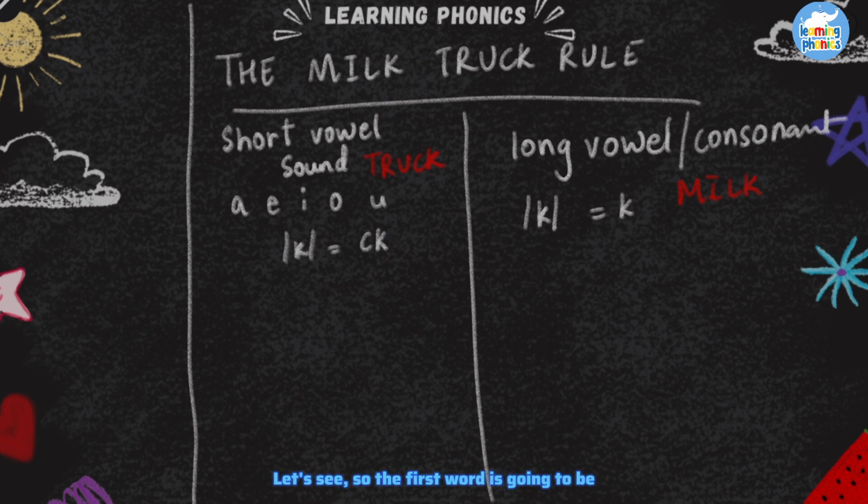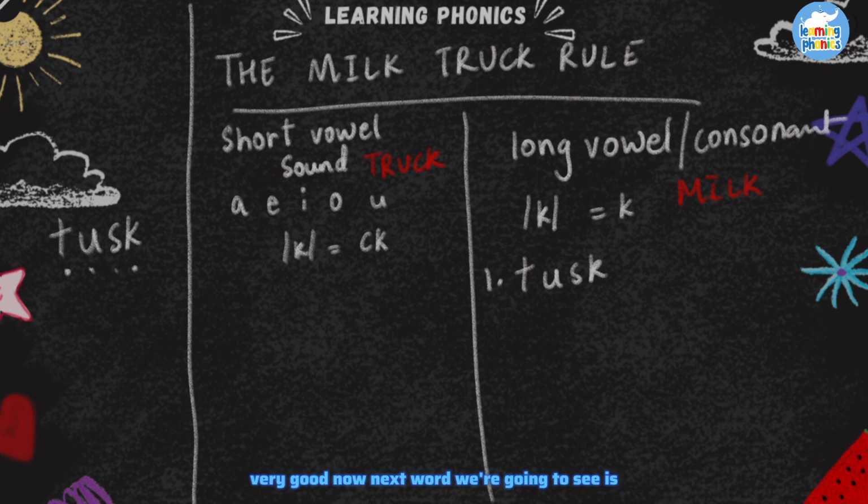Let's see. So the first word is going to be tusk, okay? Now listen carefully. What is the sound? T, u, s, k, okay? So what is the sound before the k sound? It's S, right? So S is a consonant. So where is it going to be? It is going to be under milk here. So tusk, number one, okay?